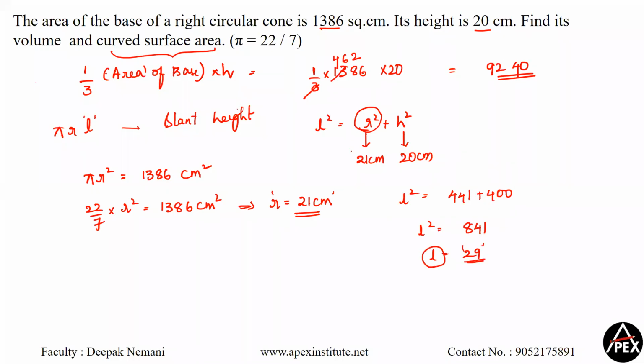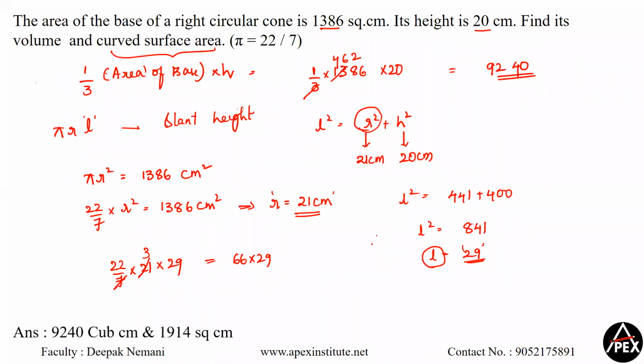So we have L, we have the radius, and now we can determine the curved surface area of the cone. So it will be 22 by 7 into 21 into 29. So this will be 66 into 29. Any answers? Is it 1914? 9 into 6 is 54, right? So it should end with 4, isn't it? So the answer for this question should be 1914.